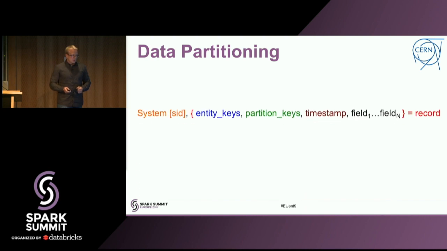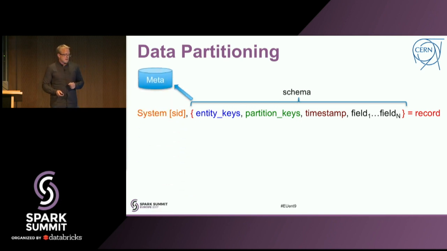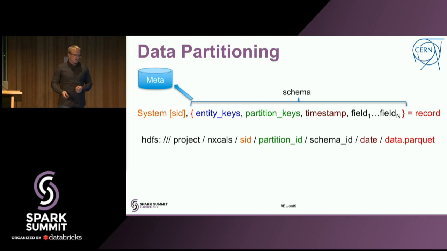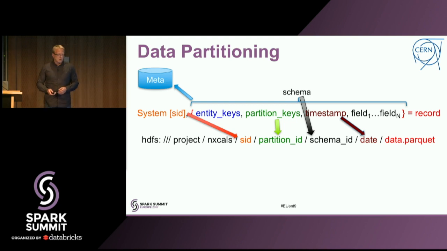So coming a little bit to the partitioning, you recognize some of that. We have the record that is composed of entity key, partition key, timestamp, and fields. This information is stored in our Metastore, and on disk it ends up here. The system ID goes to an SID, then the partition key gets into a partition ID, and so on. So we have a schema, and then the time goes into a date. We partition by day, but this can be changed over time. And then the data gets into the Parquet file.